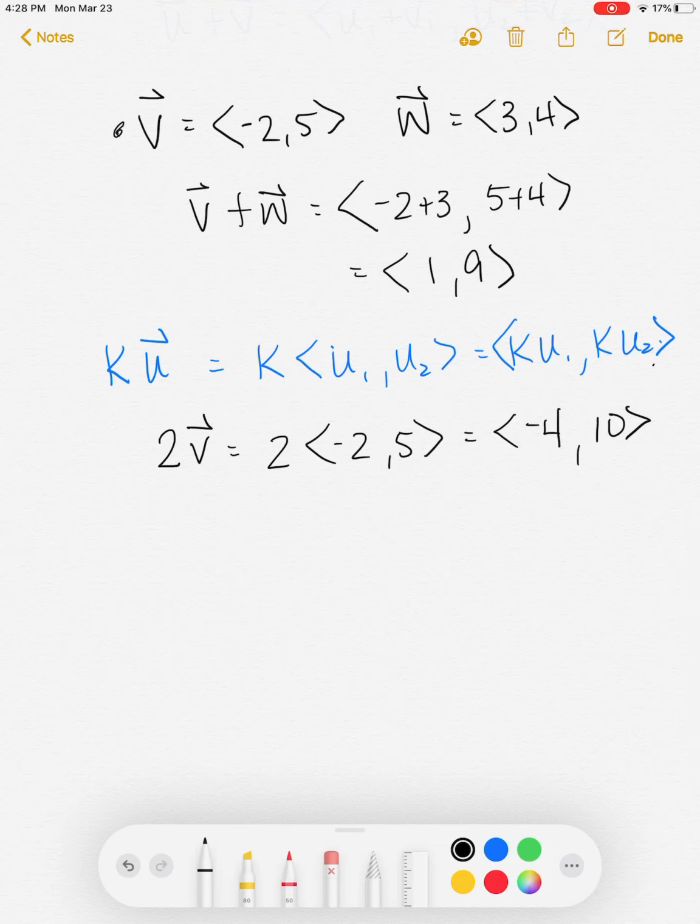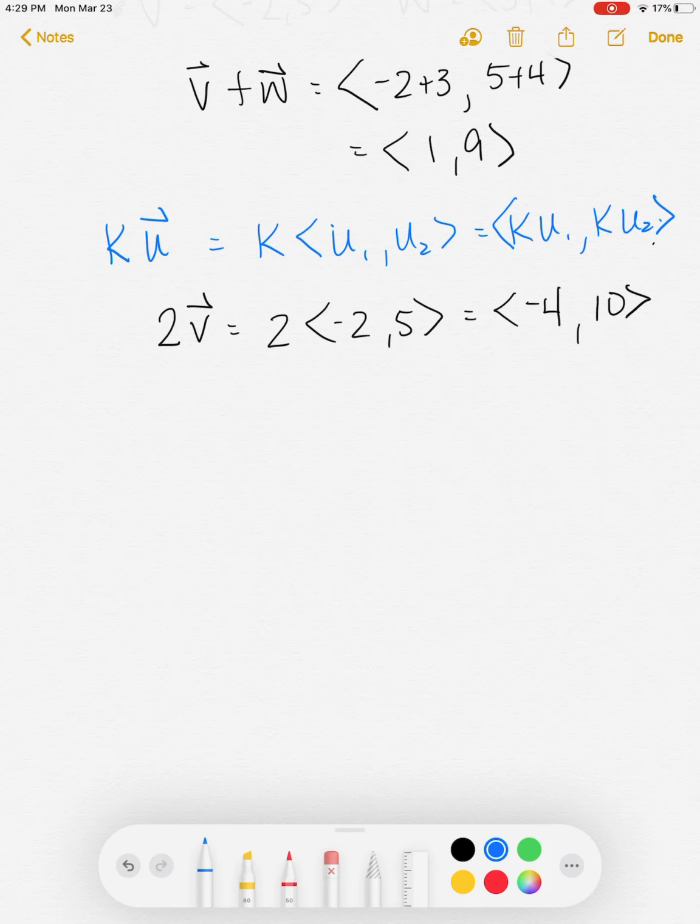We also have subtraction. It's really the negative is what we would say as opposed to the subtraction, but it works exactly the same. So let's just say we have u minus v. This is the equivalent of vector u plus the negative of vector v.